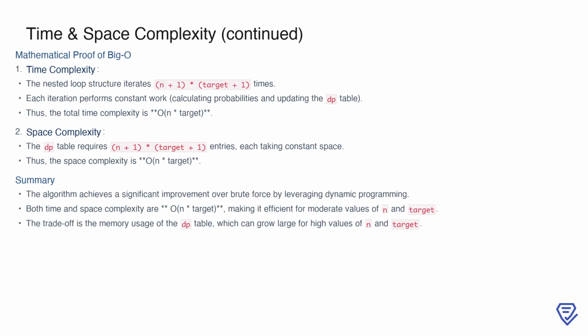In summary, the dynamic programming algorithm offers a substantial improvement over the brute force approach by reducing redundant computations. With both time and space complexities at O(n * target), the method is efficient for moderate values of n and target. However, it's important to account for the memory usage of the DP table, which can become significant as n and target grow larger.